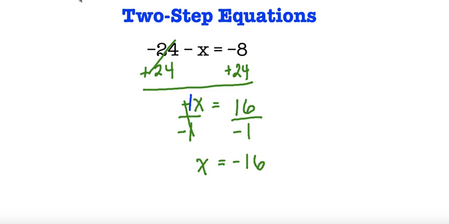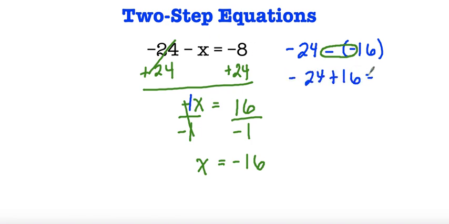So if we go back to check our answer, we know that x is equal to negative 16, so we're going to have negative 24 minus negative 16. And remember that these two negatives here mean that it's a negative distributed to a negative, so a negative times a negative, which makes that a positive. So negative 24 plus 16.